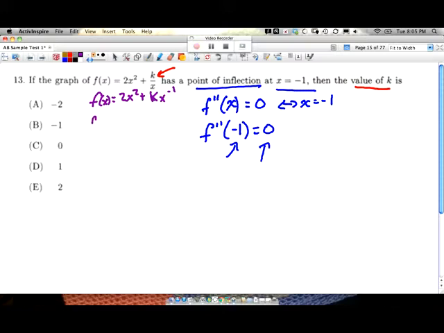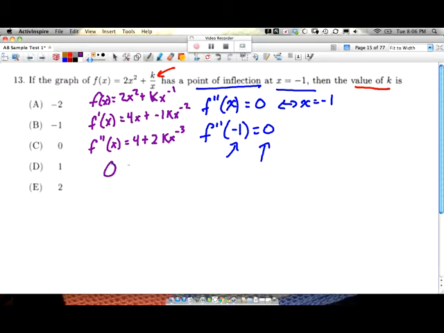If I take it further and go f prime of x, the first derivative, that would give me 4x plus -1k x to the -2. Let's keep going. Okay, so f double prime of x is equal to 4. Drop that -2, it's going to be plus 2k x to the -3. So in other words, now we can plug it in.